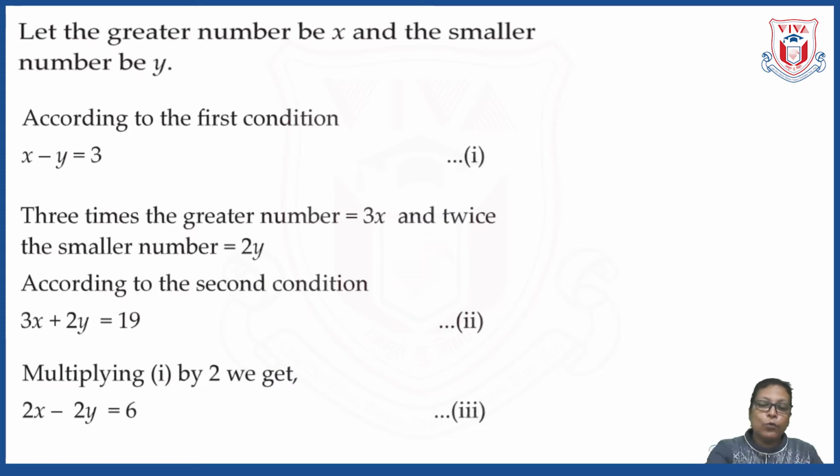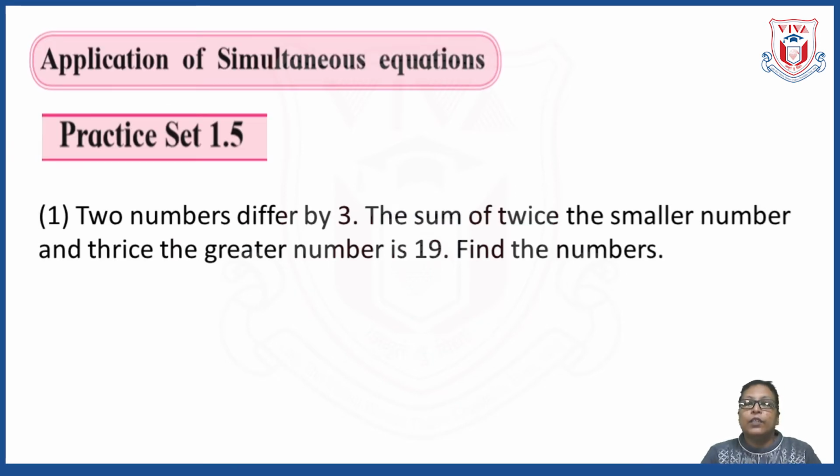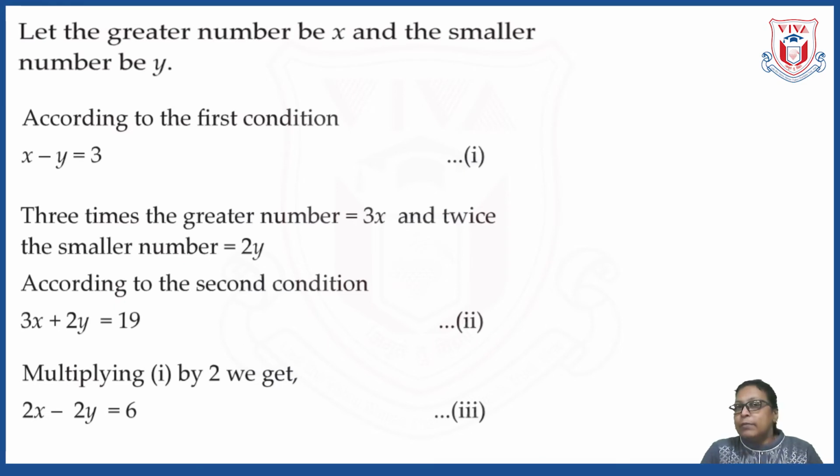Okay. Now see the second condition. The sum of twice the smaller number. Twice means 2 times. Okay, the smaller number we have taken as y. So twice the smaller number means what? 2y. And thrice the greater number. Thrice means 3 times. So 3x. Okay. So let us write it. 3 times the greater number means 3x. And twice the smaller number means 2y. And their sum is given, means we have to add them. So according to the second condition, 3x plus 2y is equal to 19. Number this as equation 2.